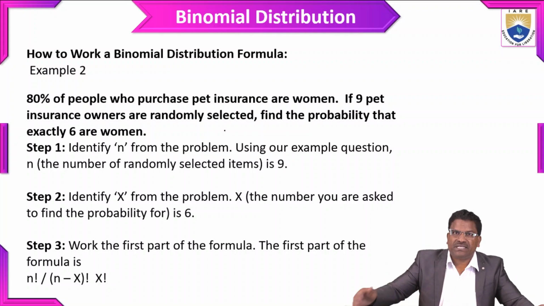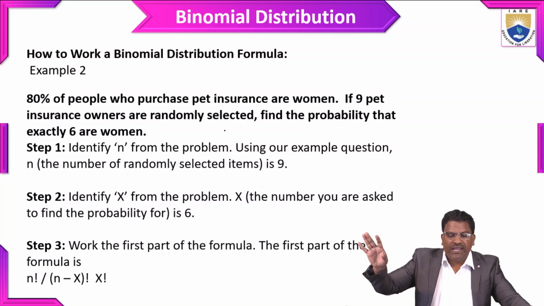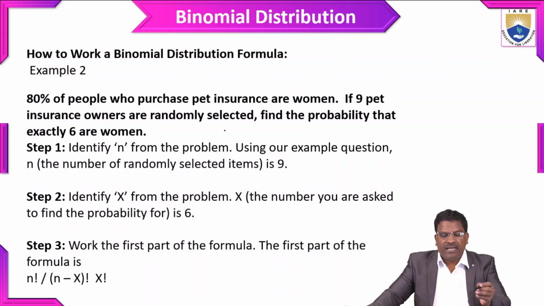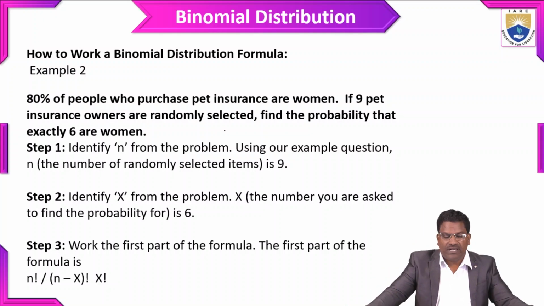Let us do it step by step. In step 1, identify n from the problem. Using our example question, n, the number of randomly selected items, is 9 here, 9 pet insurance. So n is equal to 9.